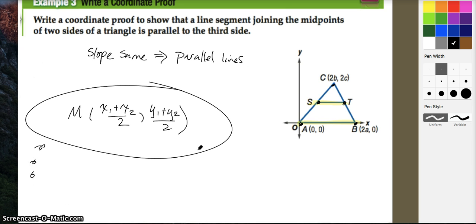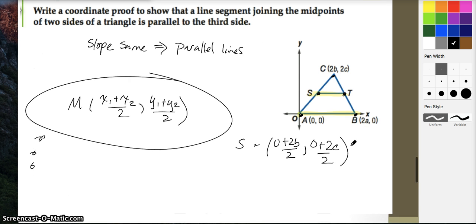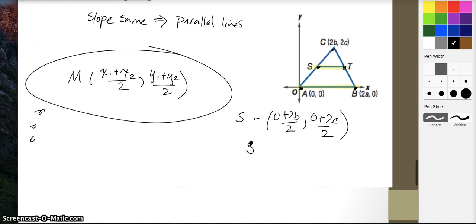So I'm going to let that be my thought bubble as I go through the process of figuring out the value of S. The coordinates of S have to be 0 plus 2b divided by 2, the average of the x terms, and then I'm going to do the average of the y terms. Now you can see that S has to be b, c. 0 plus 2b is just 2b, divide that by 2 and you get b. Same thing here, so I've got b, c for that.